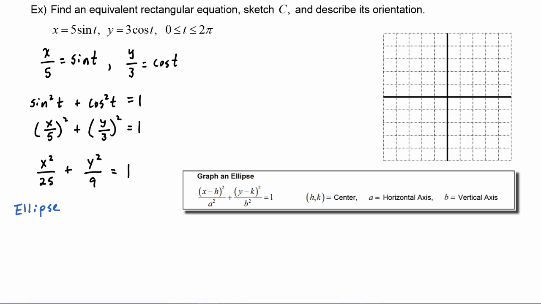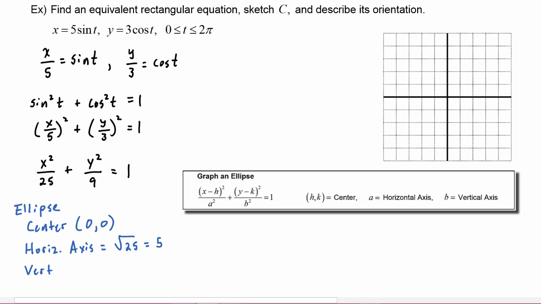Analyzing the equation, we see that the center of the ellipse is going to be at 0, 0. The horizontal axis will be the square root of whatever's under the x, which is 25. So that's 5. The vertical axis is going to be the square root of whatever's under the y, which is 9. So that's a 3.